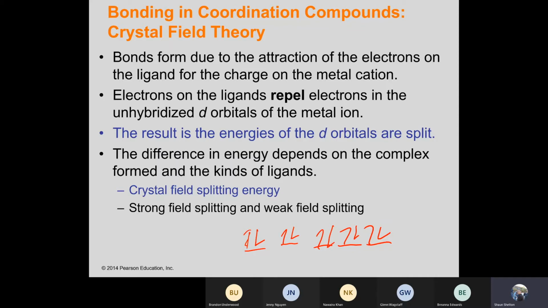Now, the result is that the energies of the d orbitals are split, and we'll talk about what that splitting is here in a little bit. The difference in energy depends on the complex formed and the kinds of ligands. We call this crystal field splitting energy. And then we also have strong versus weak field splitting. We'll talk about the differences between strong and weak as we go through the next few slides. But what we are most interested in is getting into what is called crystal field theory.